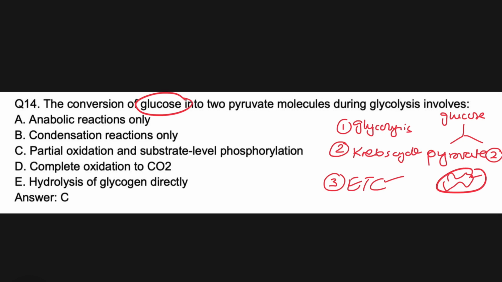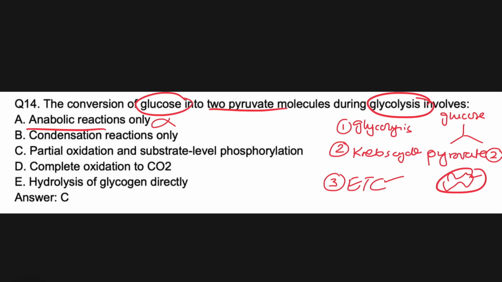Now it's a long process we are going to talk about in the chapter on bioenergetics, but here the question asks that if you break down glucose into pyruvate molecules during glycolysis, yes, that's what we do in glycolysis. So first of all, it's a catabolic process, it's not an anabolic process, because you're not really making something, but you're breaking down glucose into pyruvate, and then you are releasing energy in the form of ATP.